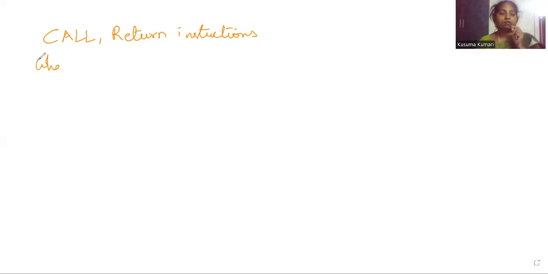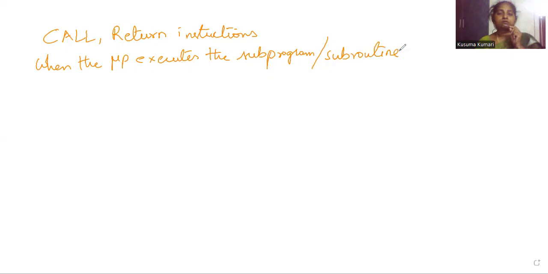When the microprocessor executes a subprogram, also called a subroutine, these call and return instructions are used. So first of all, what is meant by the subprogram or subroutine?